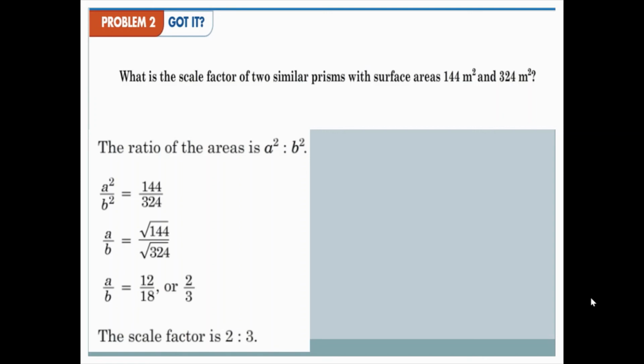Now a over b is equal to 12 over 18. Or if we simplify it, it will be 2 over 3. What is the scale factor? The scale factor is 2 to 3, or 2 over 3.